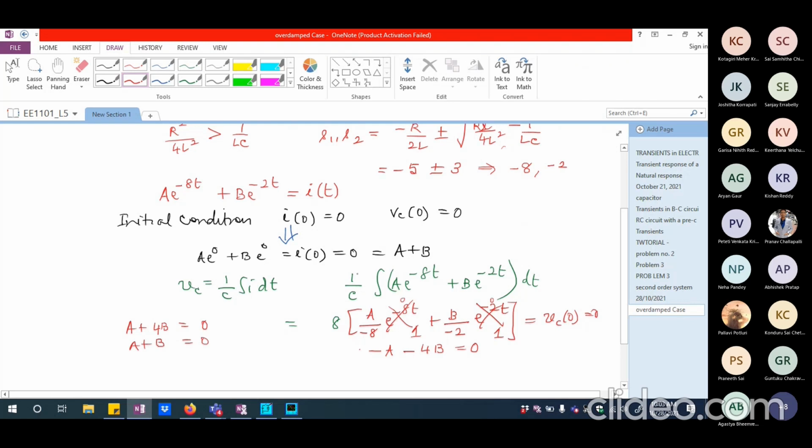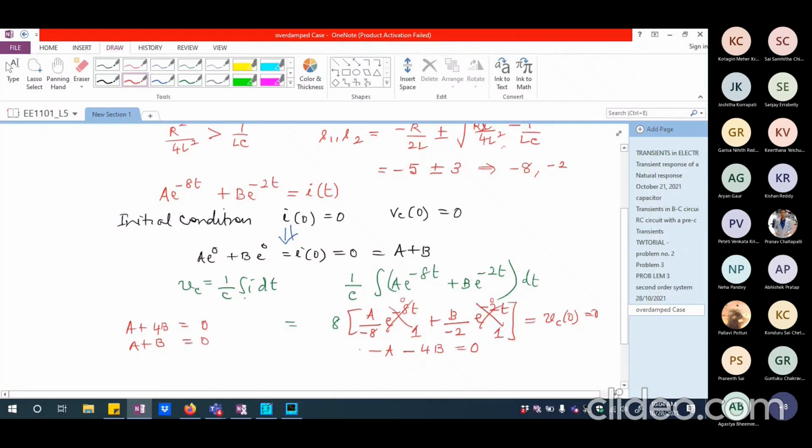What kind of solution is this? VC is 0. This is also 0. And what are we getting this as? A. So if I try to look at both of them, it will come out to be 0. There is something seriously wrong. Have I made any mistake?